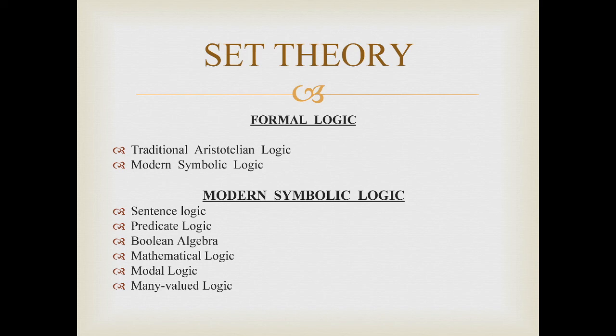This modern symbolic logic has six divisions. One is sentence logic, then predicate logic, Boolean algebra, mathematical logic, modal logic, then many-valued logic. Mathematical logic has two divisions. One is set theory and the other is proof theory or metamathematics.